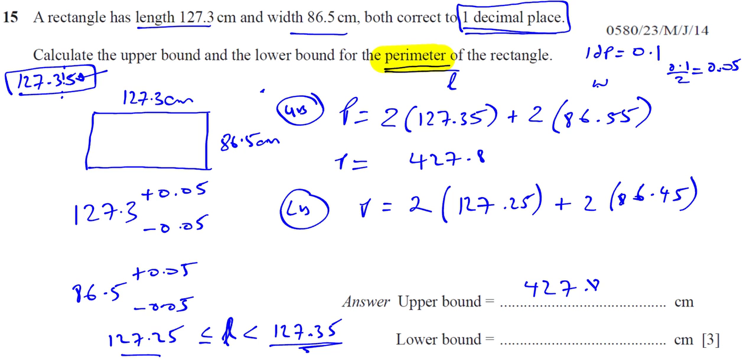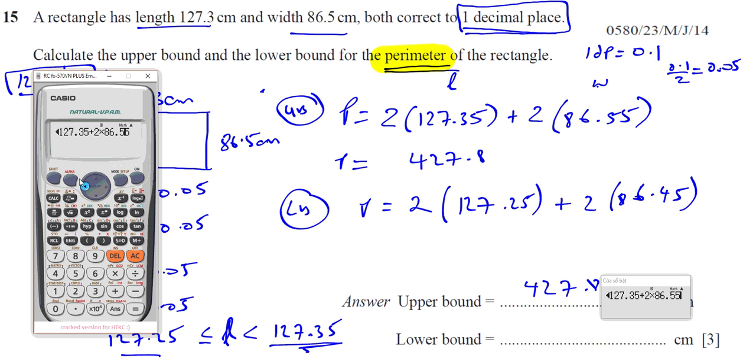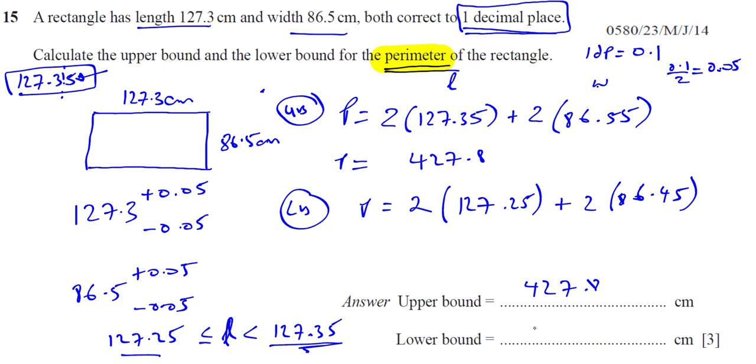Take our calculator again. I'm going to have 2 times 127.25 plus 2 times 86.45. Then we get an answer which is 427.4 centimeters. So those are our 2 answers for the upper and lower bound of the perimeter of this rectangle. And there we have question number 15 done. Thank you for listening.